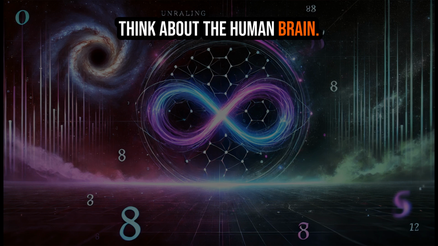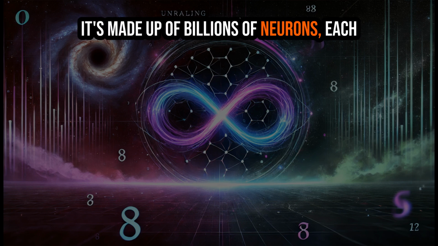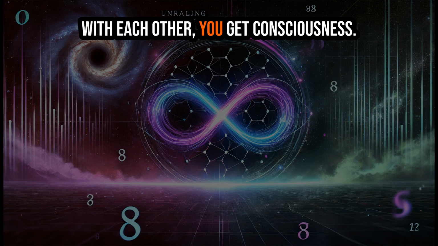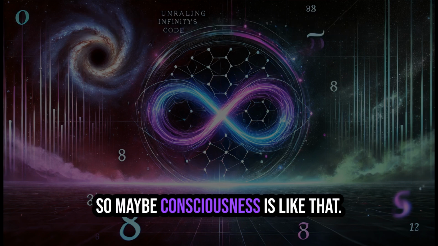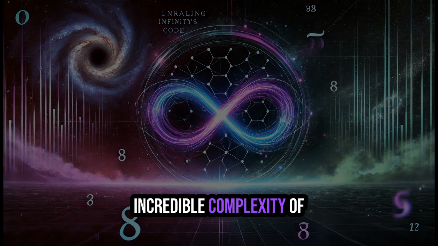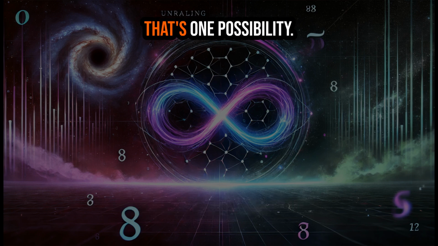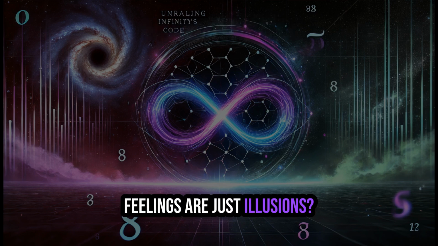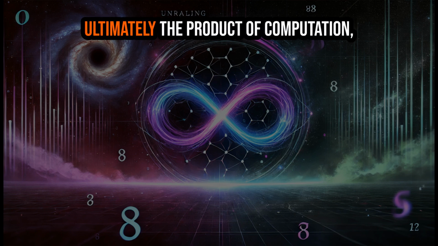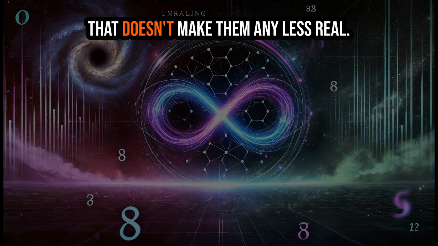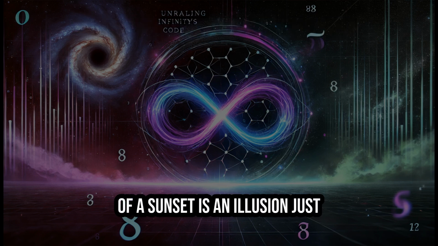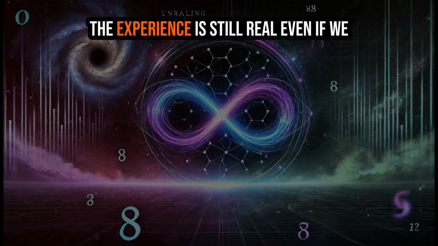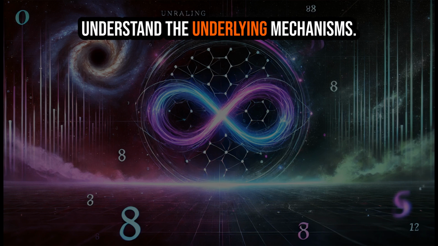Exactly. Think about the human brain. It's made up of billions of neurons, each of which is a relatively simple cell. But when all those neurons interact with each other, you get consciousness. So maybe consciousness is like that. It's a product of the incredible complexity of the universe's computation. That's one possibility. But if that's true, does that mean that our thoughts and feelings are just illusions? I don't think so. Even if our thoughts and feelings are ultimately the product of computation, that doesn't make them any less real. It's like saying that the beauty of a sunset is an illusion just because we understand the physics of how light works. Exactly. The experience is still real, even if we understand the underlying mechanisms.